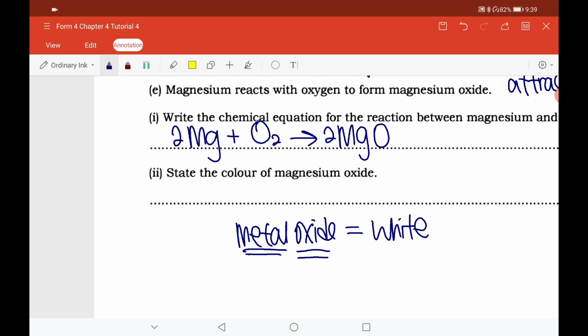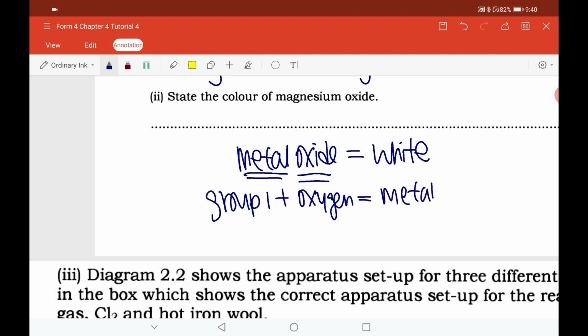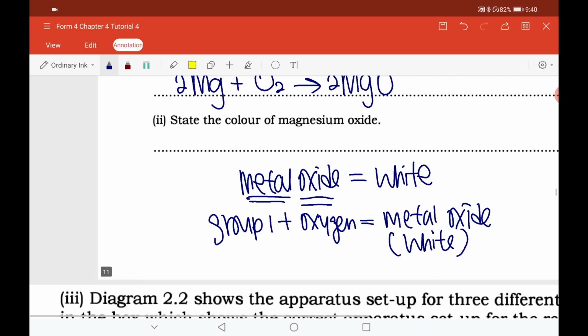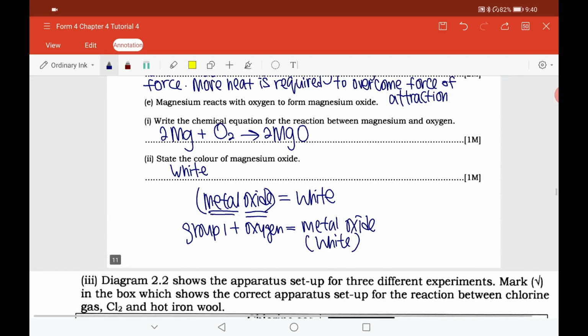We learn this in group 1. When we learned in group 1, it reacts with oxygen, it will form a metal oxide. And we know metal oxide, the color is white. That's it. So remember this. When we have metal combined with oxygen, we will get metal oxide. Metal oxide is white in color. So this is how we do the question.